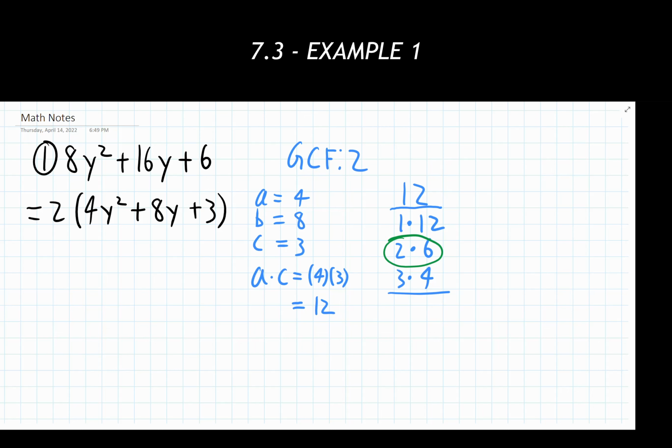Find two numbers that multiply to AC and add together to B. So perfect, we have that there. Step 4 says to split the middle term using m and n. So all I'm doing here is a rewriting step. I'm not really changing a whole lot, or doing a whole lot of math, I'm just rewriting what I was originally given.